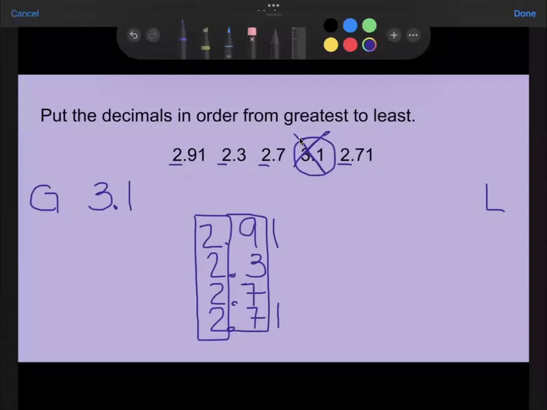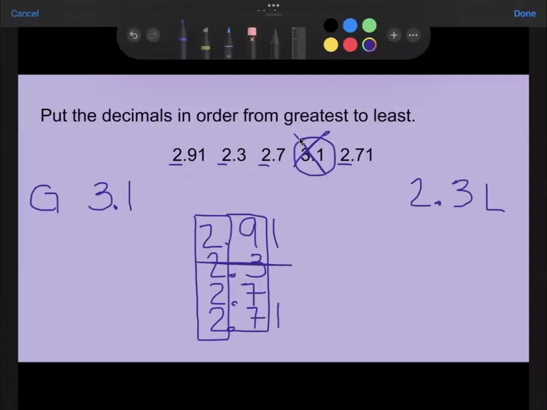So we can see we've got a 9, a 3, and 2 7s. Well, we know out of those, the 3 is the smallest. So I'm going to put 2.3. Oh, wait, no, not over there. I forgot. We got to go put it over here because we're going in reverse order. So 2.3 is the smallest. So that means 2.3 is the least. And I'm going to cross that one off.